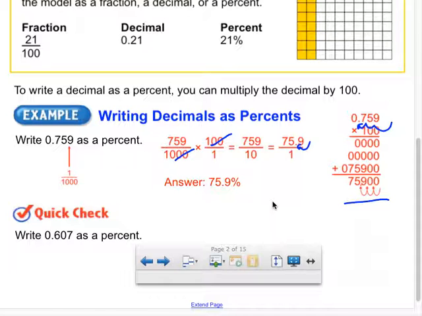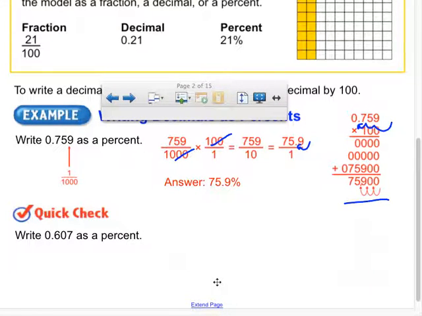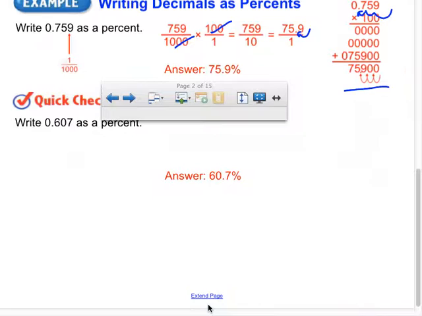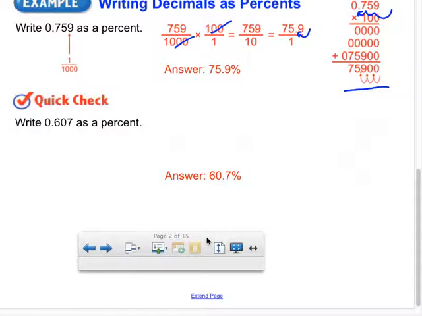Who can share with me their answer for the quick check problem? Jaden, go ahead. I got 60.7%. Did you guys get 60.7%? That's the answer. Super easy. All you got to do is move your decimal. But let me walk you through it if you didn't understand that. So if it's like that, all you have to do is move the decimal. I'm explaining why, kind of behind the scenes, why you can just move 2 places.